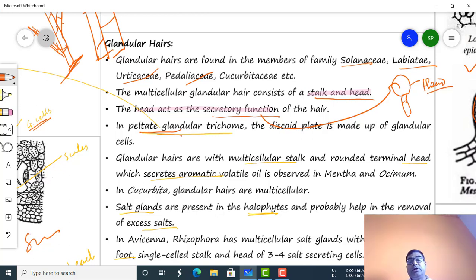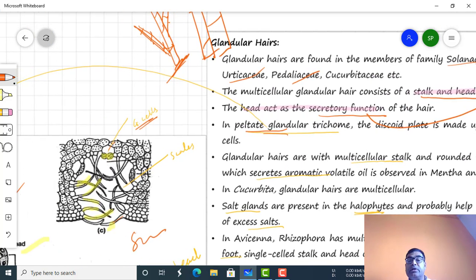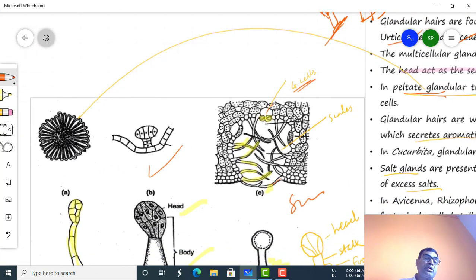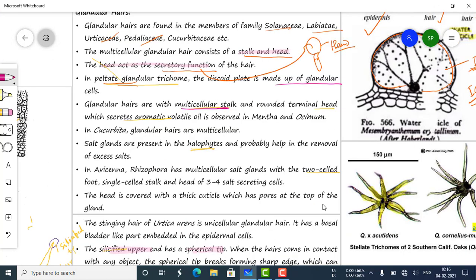In peltate glandular hair, the discoid plate is made up of glandular cells. You see, this is a peltate glandular hair. It forms a completely discoid structure. Glandular hairs with a multicellular stalk and rounded terminal head secrete aromatic volatile oil in the case of Mentha and Ocimum plants. In Cucurbita, glandular hairs are multicellular.